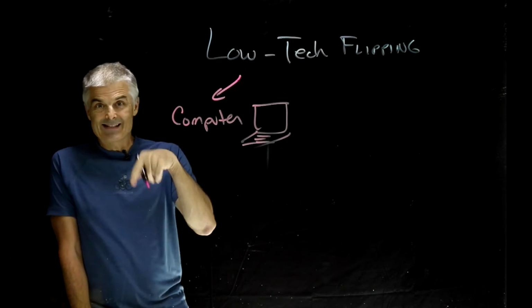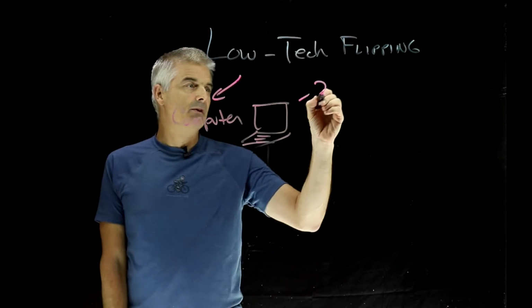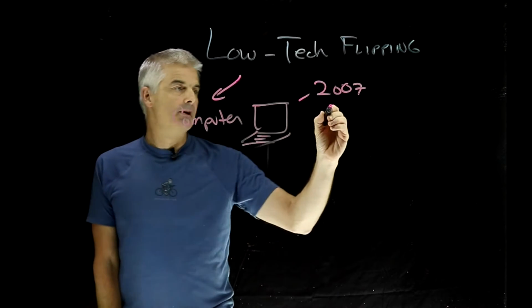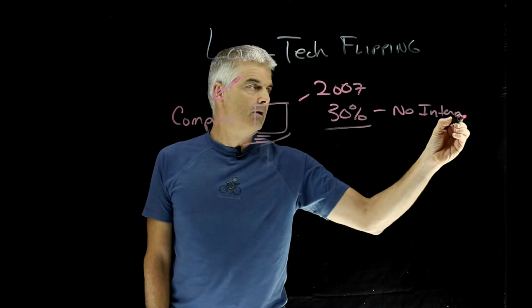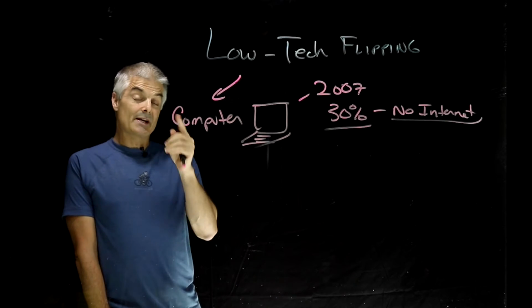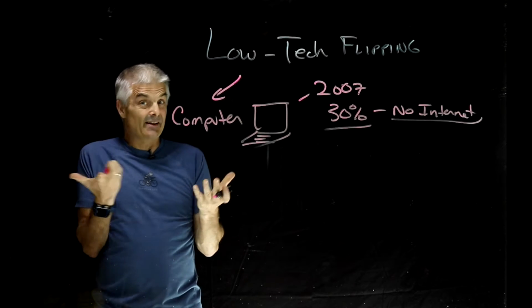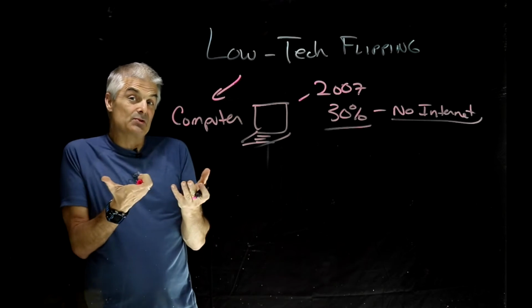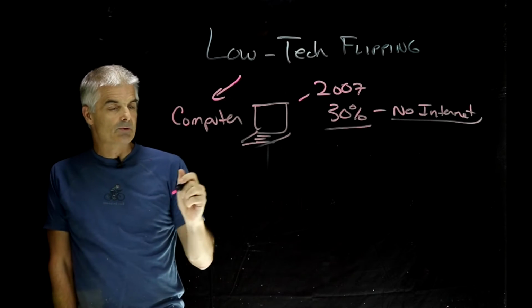Now, the good news is I've done this. When I first flipped my class in 2007, 30% of my students did not have the internet. How did I solve that problem? Well, actually, I had lots of solutions to the problem. The way I solved this problem, frankly, is I sat down and I talked with my kids. And I asked my students, how are you going to access the content? And I heard a number of different responses.